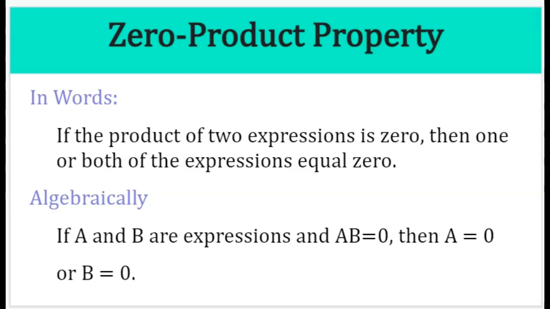In words, if the product of two expressions is 0, then one or both of the expressions equals 0. Algebraically, if a and b are expressions and a times b equals 0, then a equals 0 or b must equal 0.